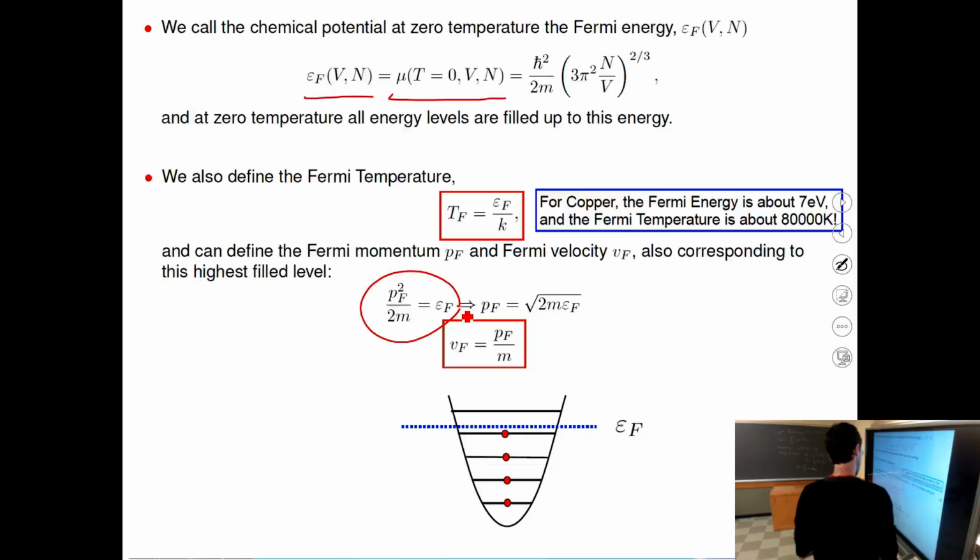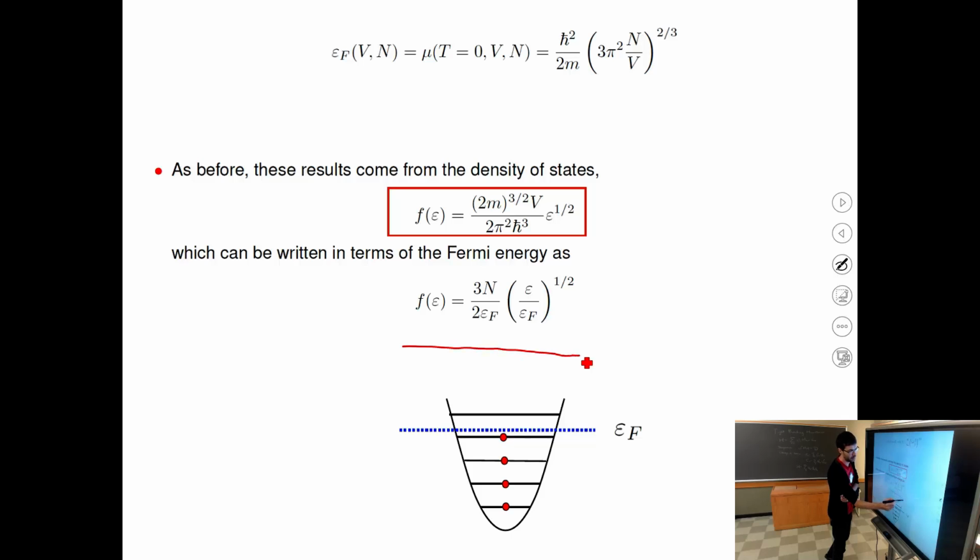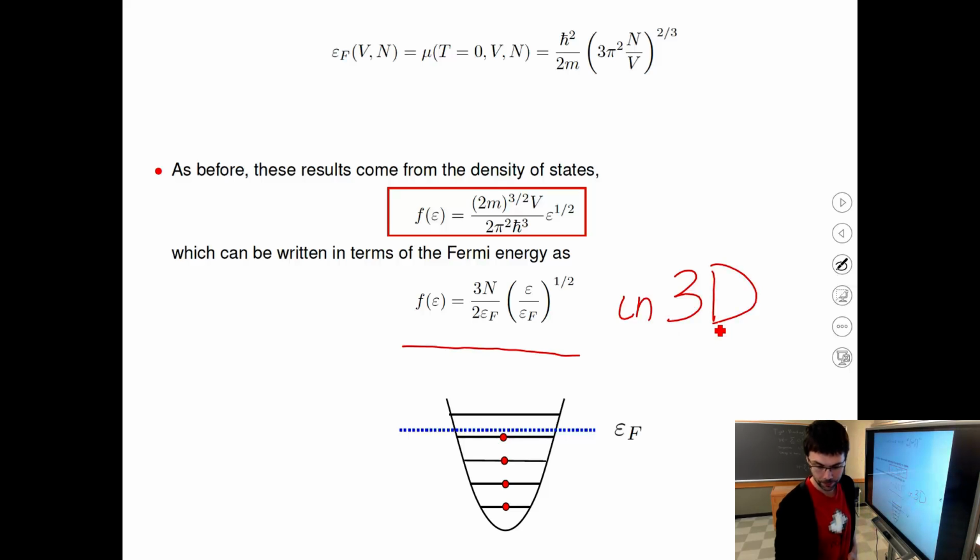Now, this has some implications further. Like I promised, we're going to look at what happens with thermal transport. You can also conveniently rewrite the density of states in terms of the Fermi energy, and it is a more elegant formula. But still, density of states is proportional to energy to the power of 1/2. So this is in 3D.